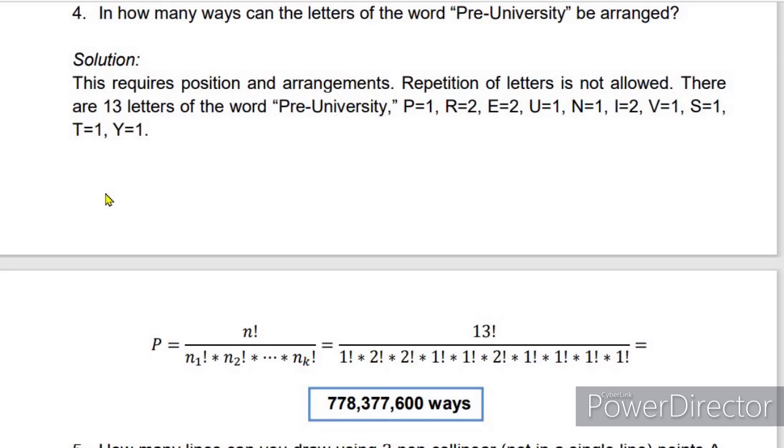So we will use the previous formula again. So for N, it is the total, so 13 factorial over the number of each kind. So for P, it is 1, so 1 factorial multiplied by, for R, it is 2, so 2 factorial, up to Y. Okay, so it is equals to 778,377,600 ways.